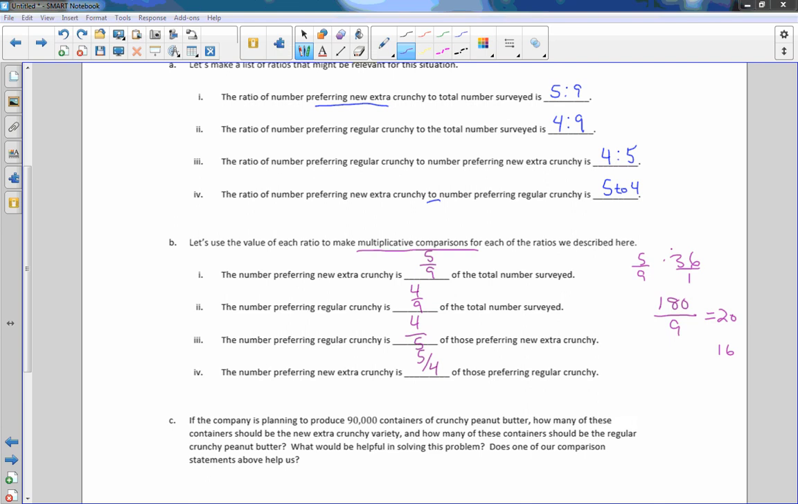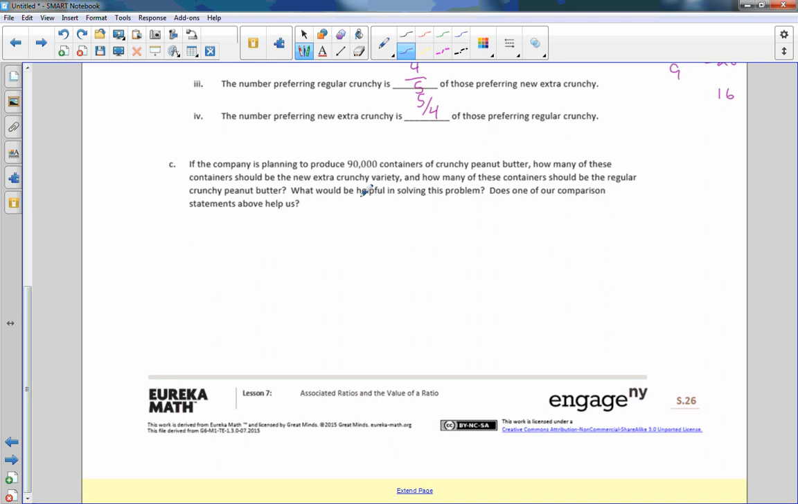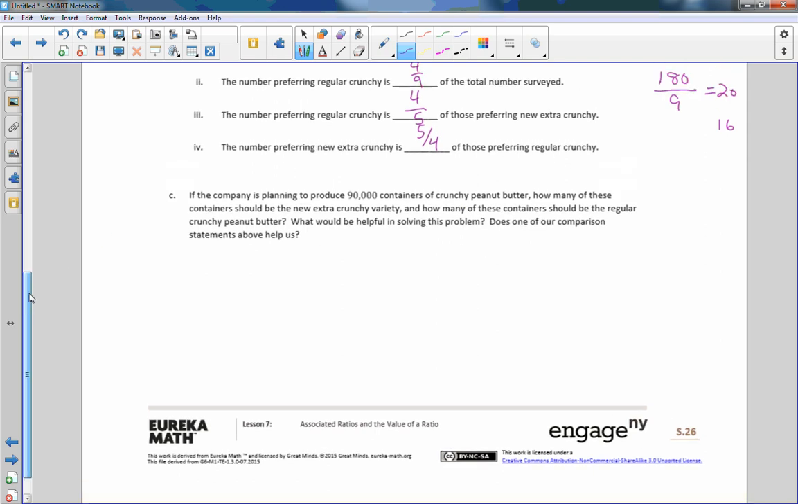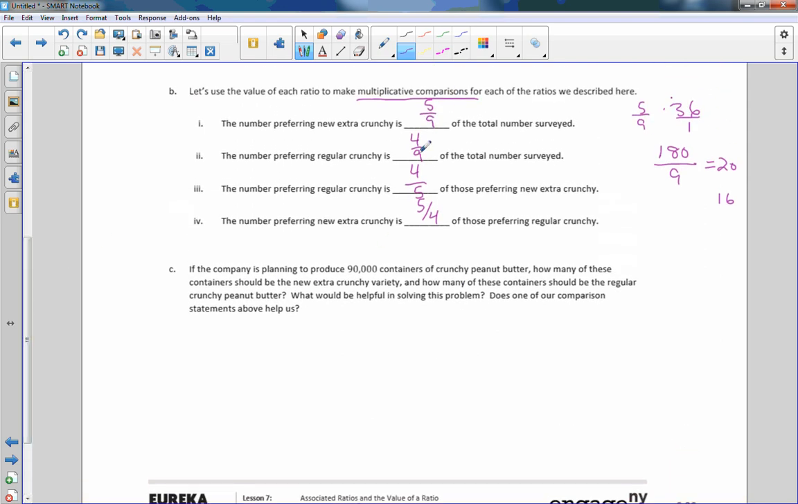C says, if the company is planning to produce 90,000 containers of chunky peanut butter, how many of these containers should be the new extra chunky variety, and how many of these containers should be the regular chunky, crunchy peanut butter? And what would help in solving the problem? Okay? So these fractions help in solving the problem. So we are trying to figure out how many want the new extra. 5 ninths want the new extra. So 5 ninths of 90,000.